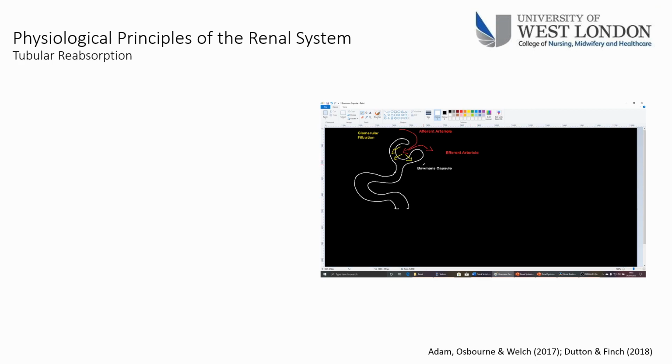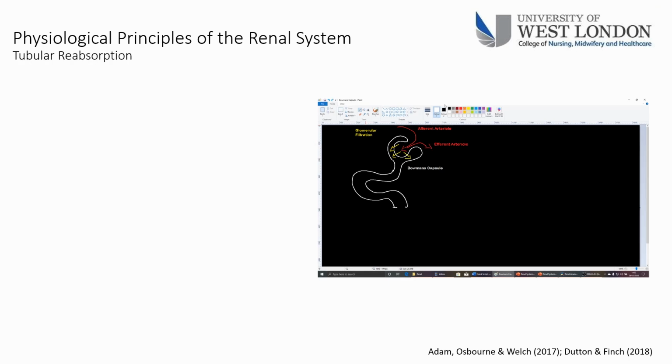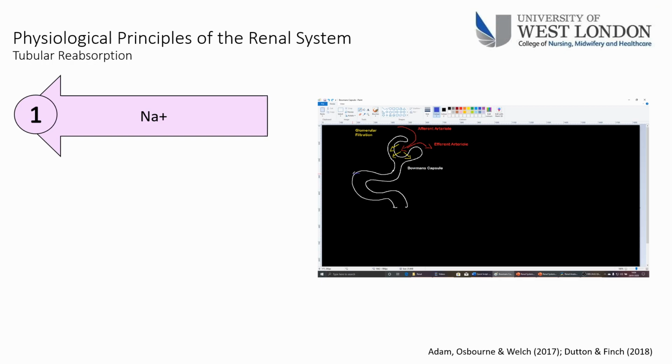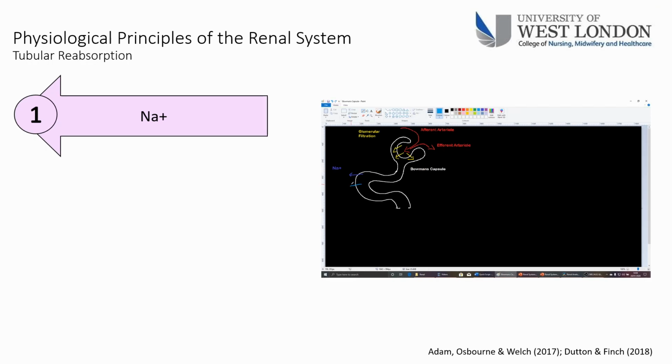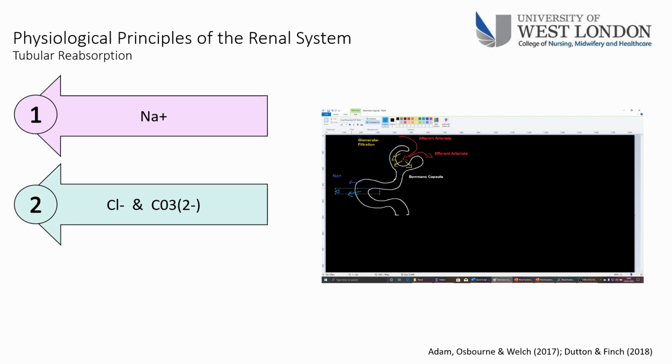However, we'll be focusing on the proximal convoluted tubule and the distal convoluted tubule at the moment. Essentially, sodium moves across from the tubules back into the blood using protein channels via facilitated diffusion. This increases the positive ion concentration within the blood, creating an electrochemical gradient which drags the chloride ions and the bicarbonate ions as they are negative.